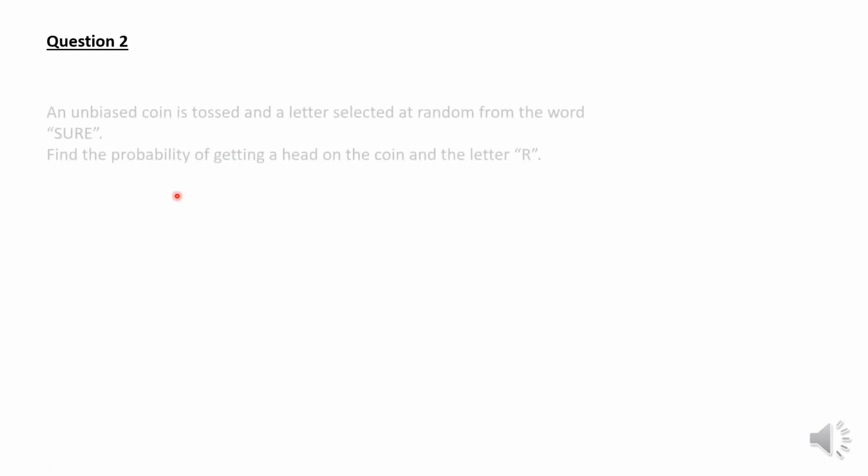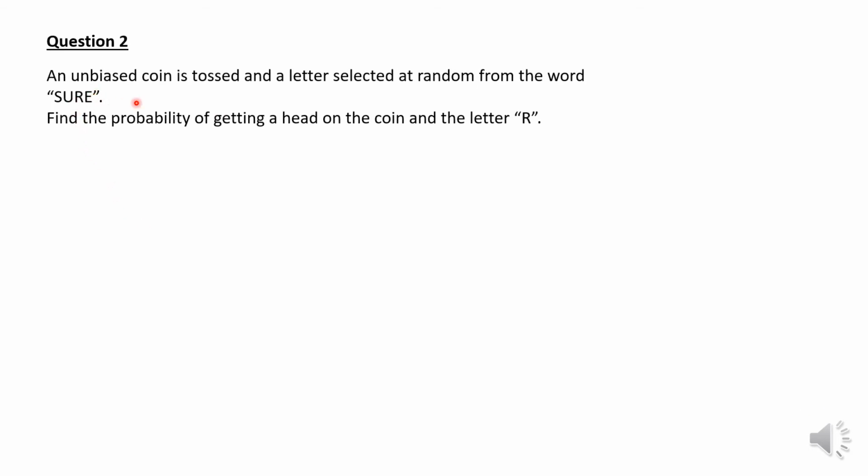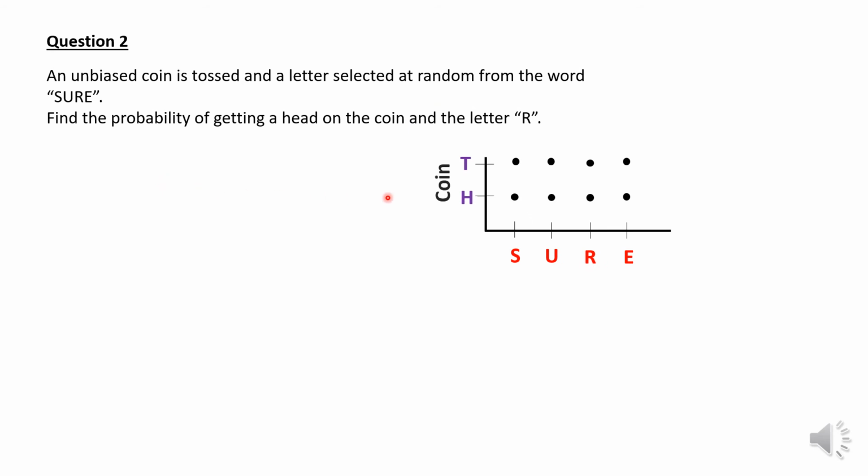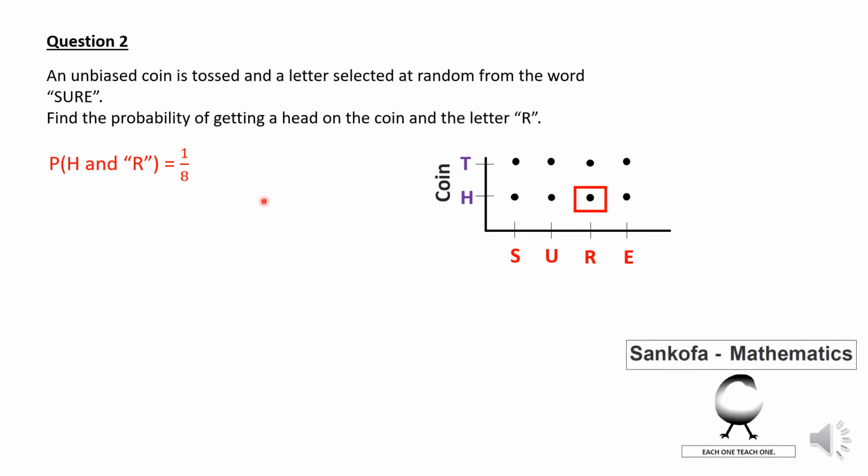Okay, let's look at a second question here. They are saying an unbiased coin is tossed and a letter selected at random from the word sure. Find the probability of getting a head on the coin and the letter R. So a head and the letter R. Well, out of the 8 combinations, it's just going to be 1. Okay, so 1 over 8, that is the probability that you get a head and an R. Okay, so 1 over 8. Very straightforward once you can come up with a sort of a diagram.